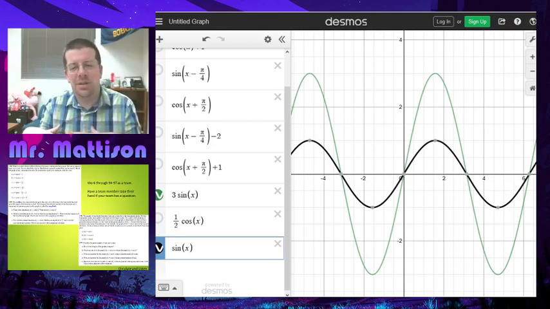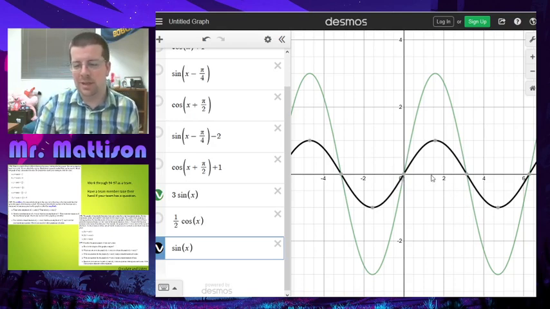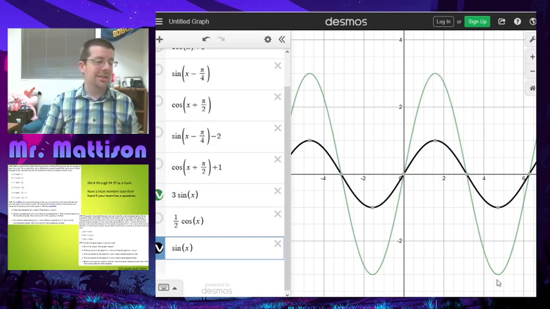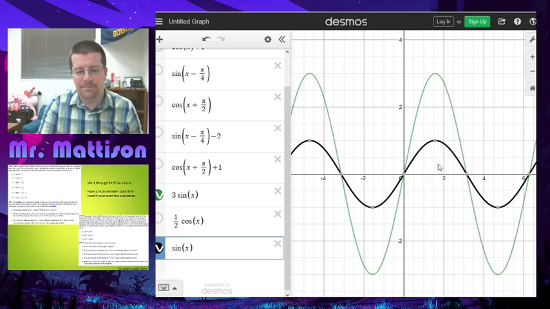And again, amplitude is the term which we use for the distance between this midline, the line that goes right through the middle, up to either a peak or down to a valley. It's the same distance. So in this case, 3, but the base amplitude is a 1.